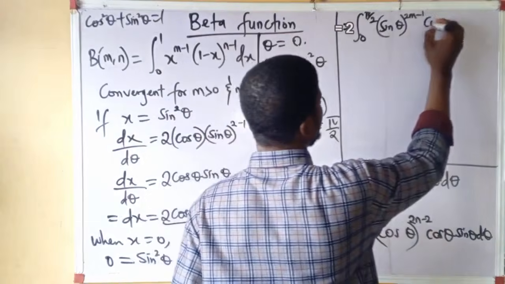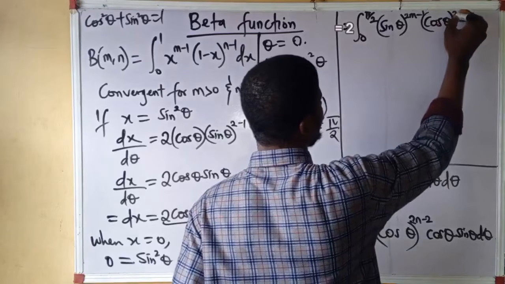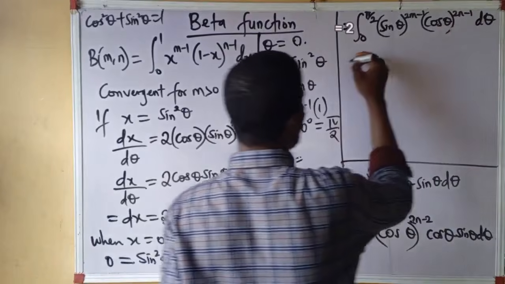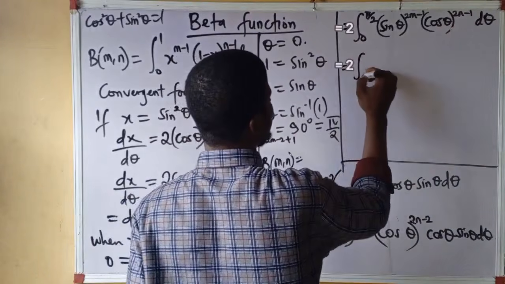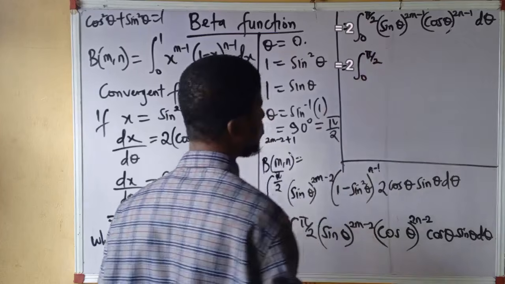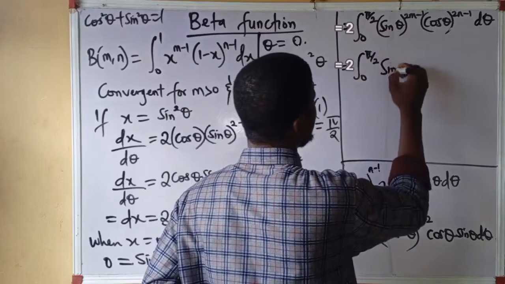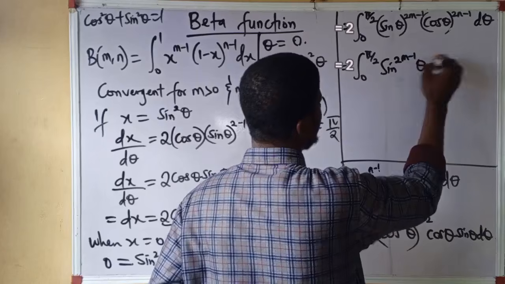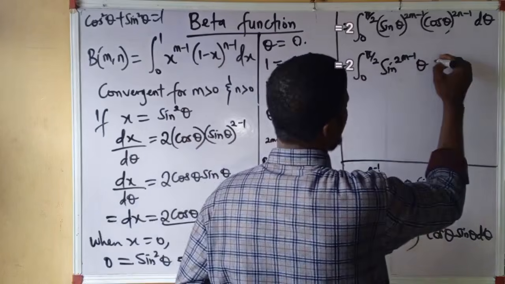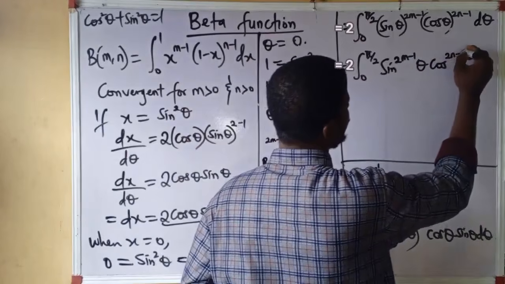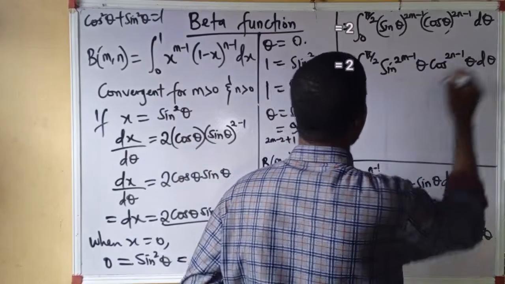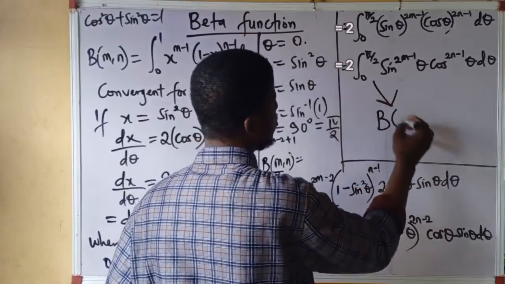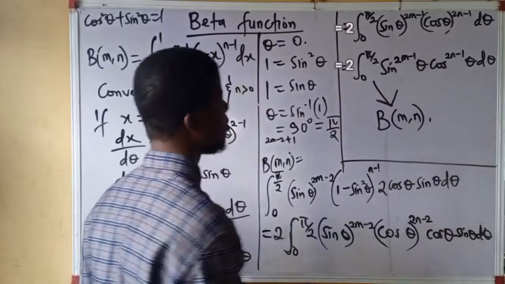So I'm writing cos theta to the power of 2n minus 1 d theta. So I can write this like this: the integral from 0 to pi over 2 of sine to the power 2m minus 1 theta cos to the power 2n minus 1 theta d theta. So this is another form of the beta function of m and n.